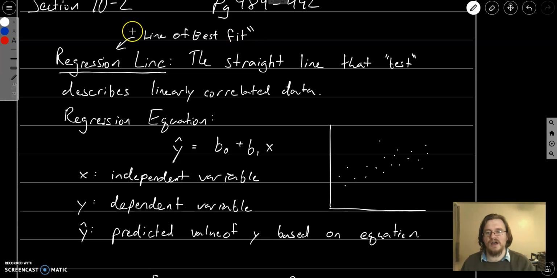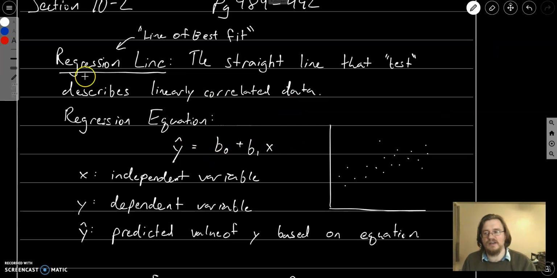And this is what I would normally see outside of a stats class in the news. A line of best fit would often be the terminology that I would see. And the term best here is a little bit ambiguous or ill-defined, and I will define this later. But essentially, there is a process through which we will determine numerically what line best fits the data.